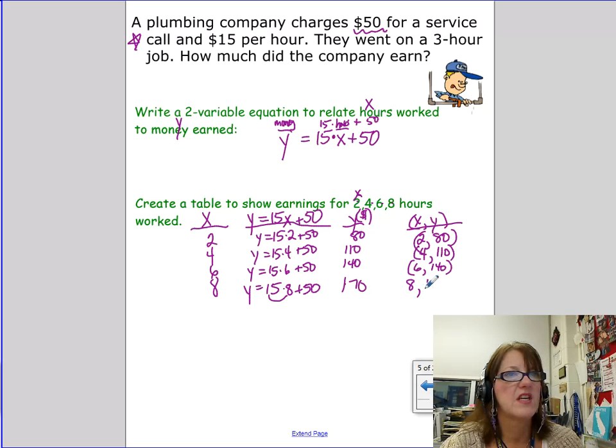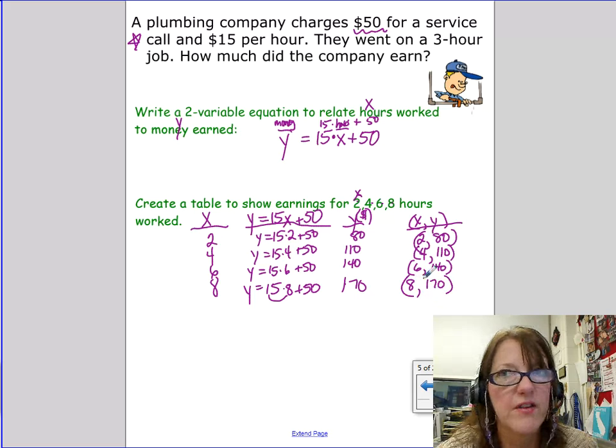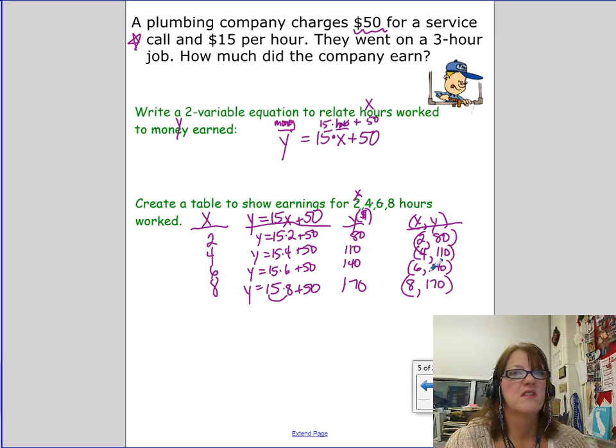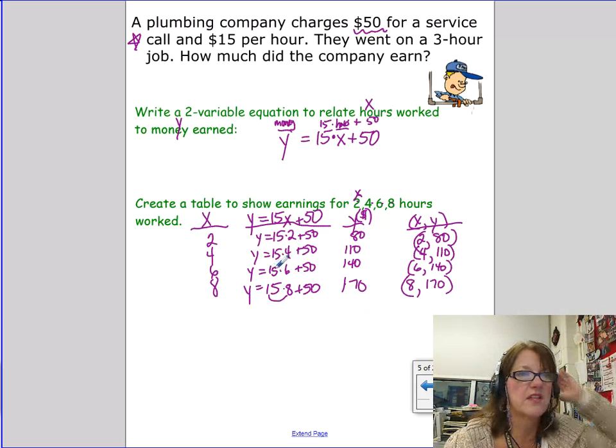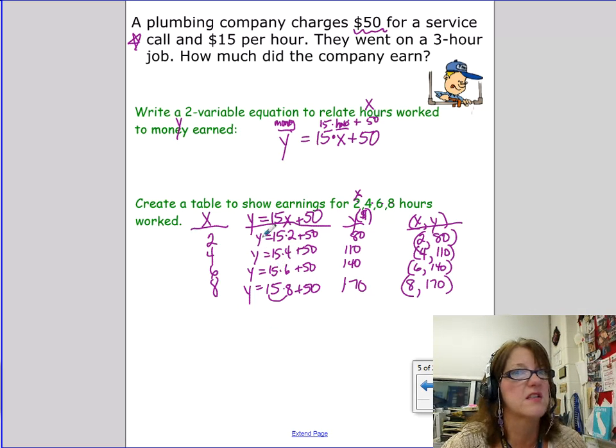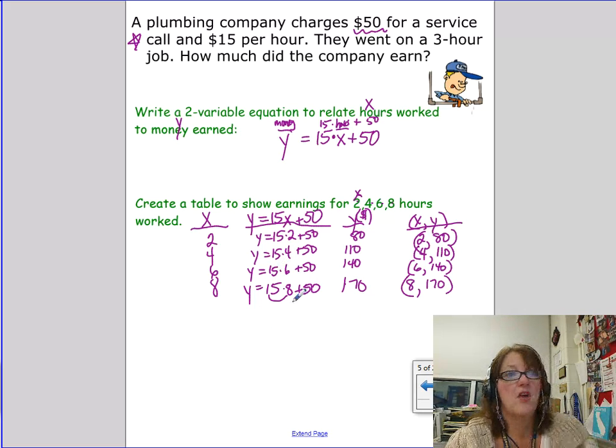8 hours, $170. And psst, by the way, this is not a very realistic example because plumbers make way more than $15 an hour. Consider that as a job. It's a hard job, but they definitely charge more than that because it is a hard job. Okay, so that's the kind of stuff you're going to do in section 1.